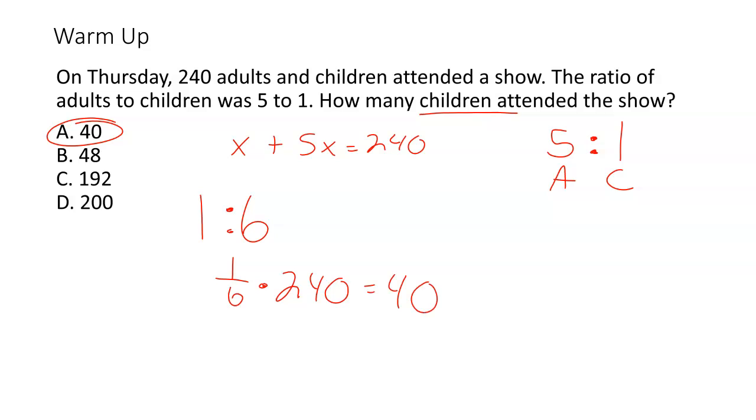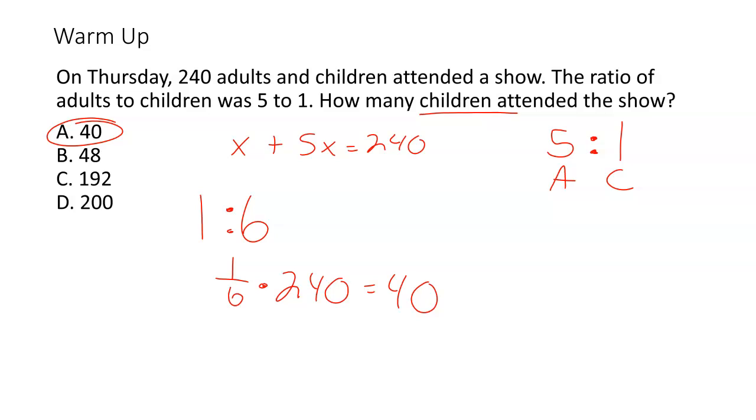What do you say, ratio? That's a ratio. A ratio is comparing 2 things. So comparing the quantity of 2 different things. We're focused on children, how many attended the show. So 1 out of every 6 people at that show was a child. So if I do 1/6 times the total admission, I get the number of children. So that's where I get the 40.